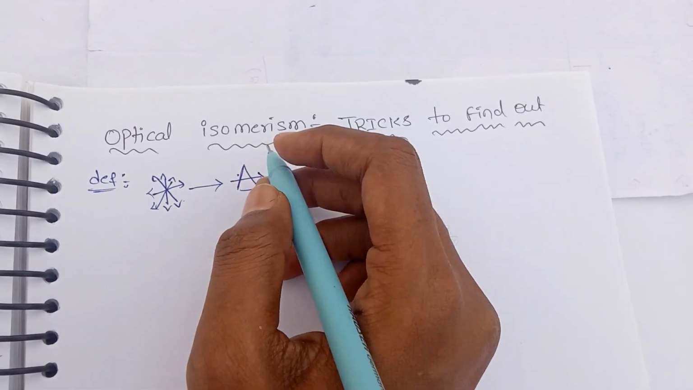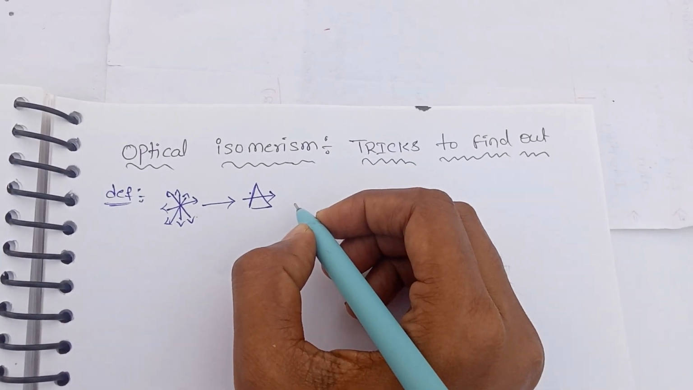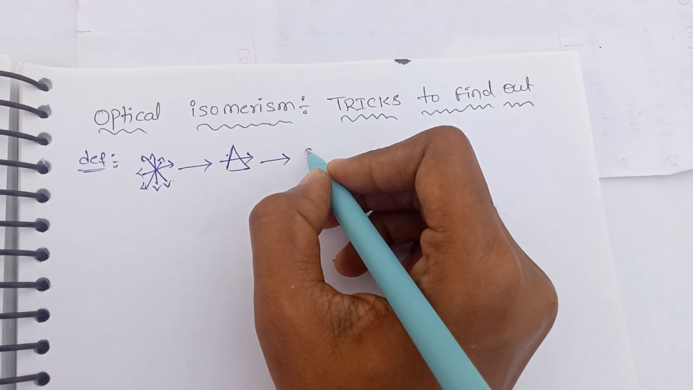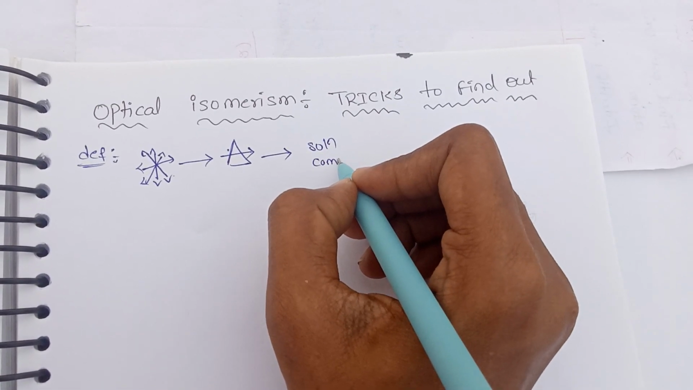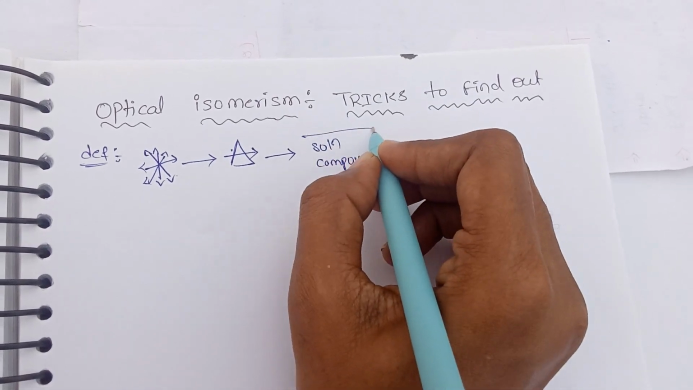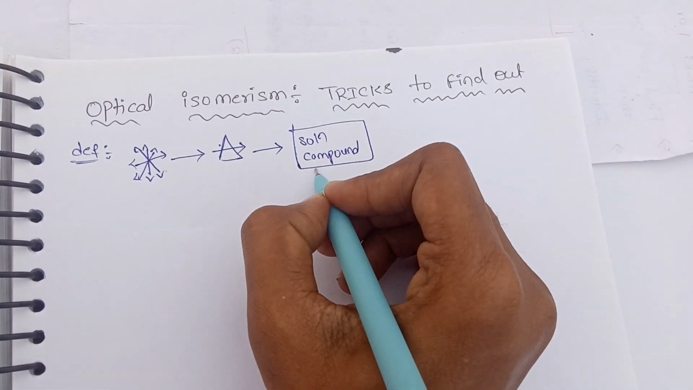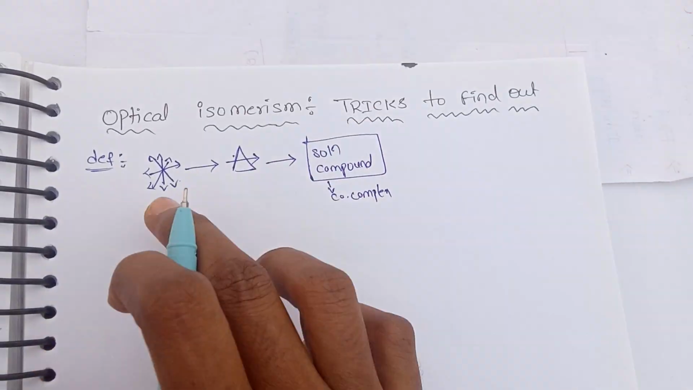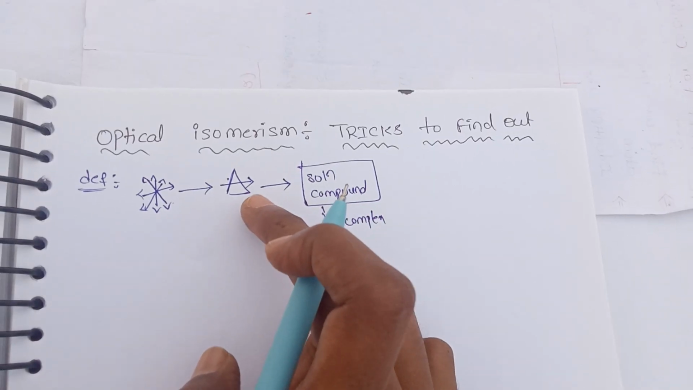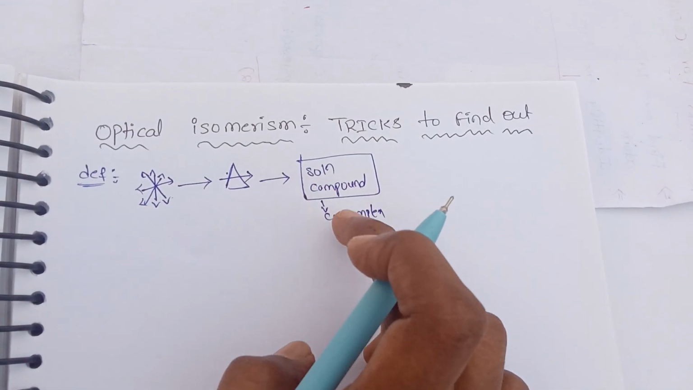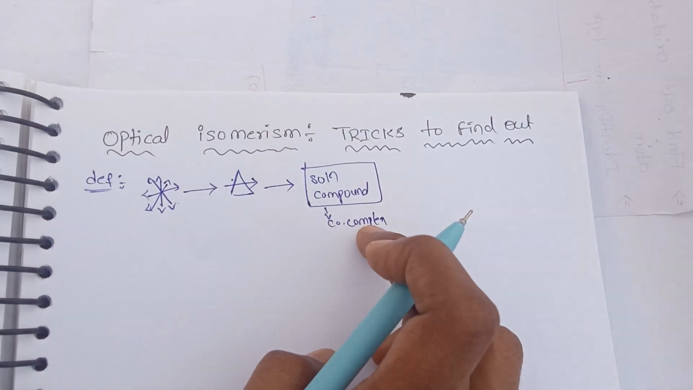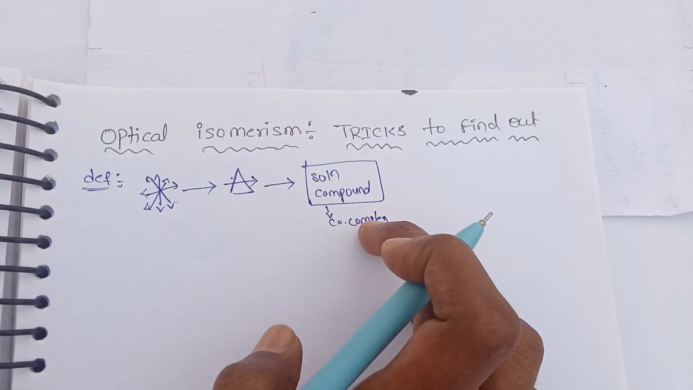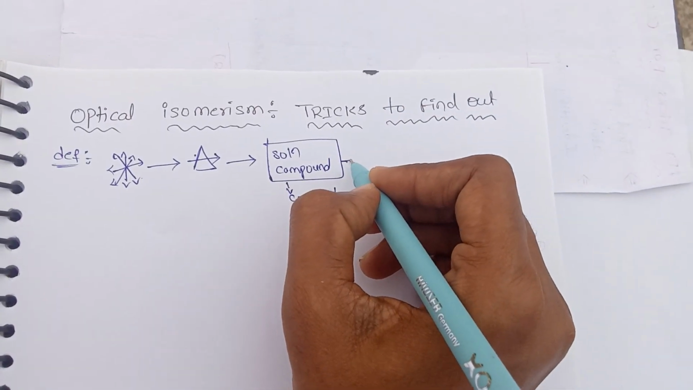From the prism, the light is passing through the solution compound. You have to take one solution compound. That means this is the coordination complex. When light is passed through the prism, this light is passing through the solution compound, that means the coordination complex. When the light is passed through the coordination complex, then it will be divided into two types.